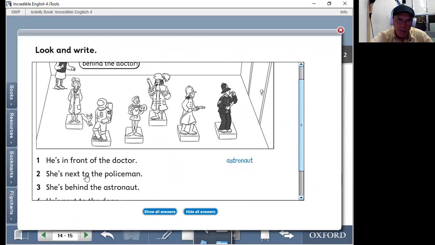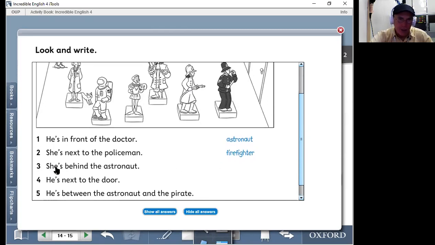She's next to the policeman. Here's the policeman. Who is next to the policeman? This one? It's the firefighter, isn't it? Okay, so you write firefighter on the line in your books.